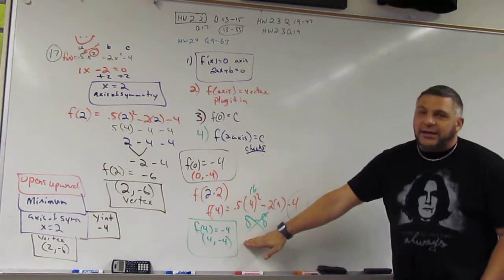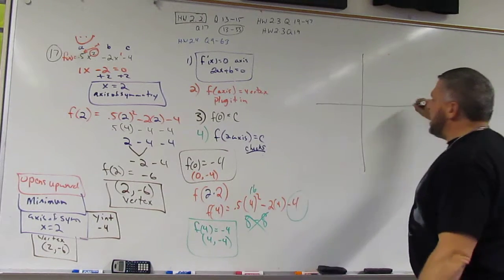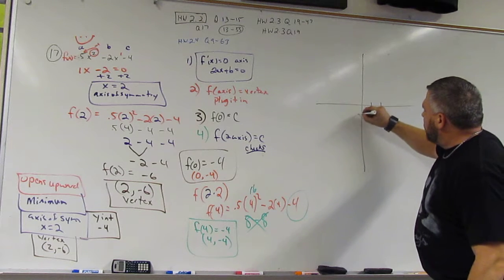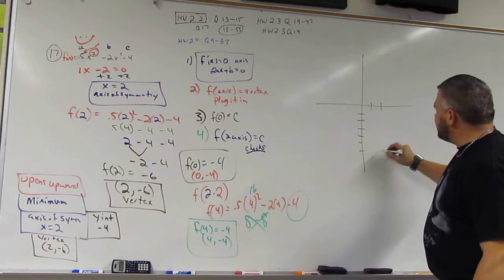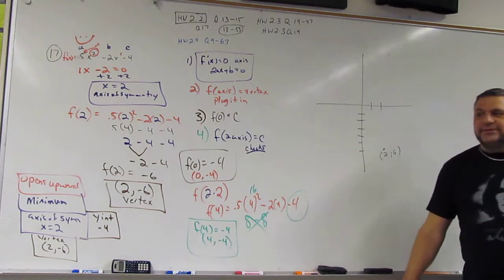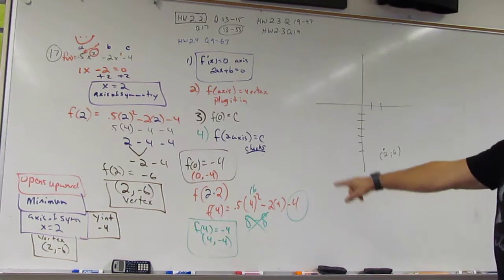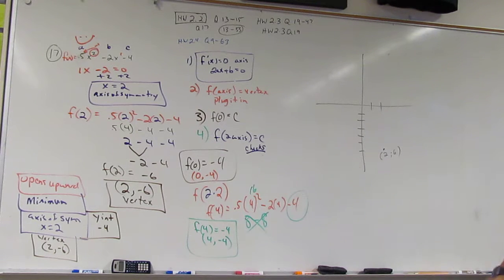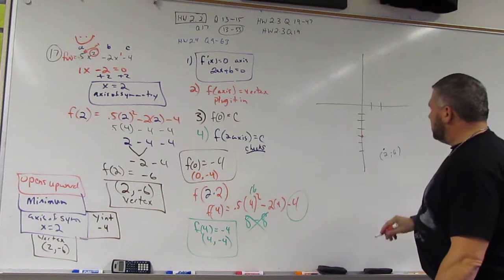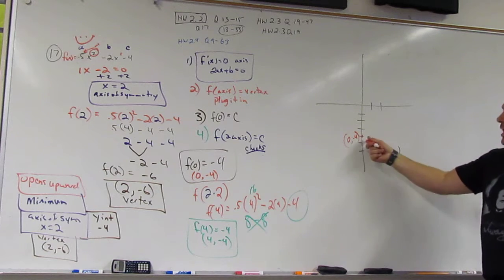Well, this is what I need. I need a third point. So now I can graph the function. I have 3 points. I have a vertex: 1, 2, 1, 2, 3, 4, 5, 6. At (2, -6), I have a vertex. At (0, -4), I have the y-intercept.